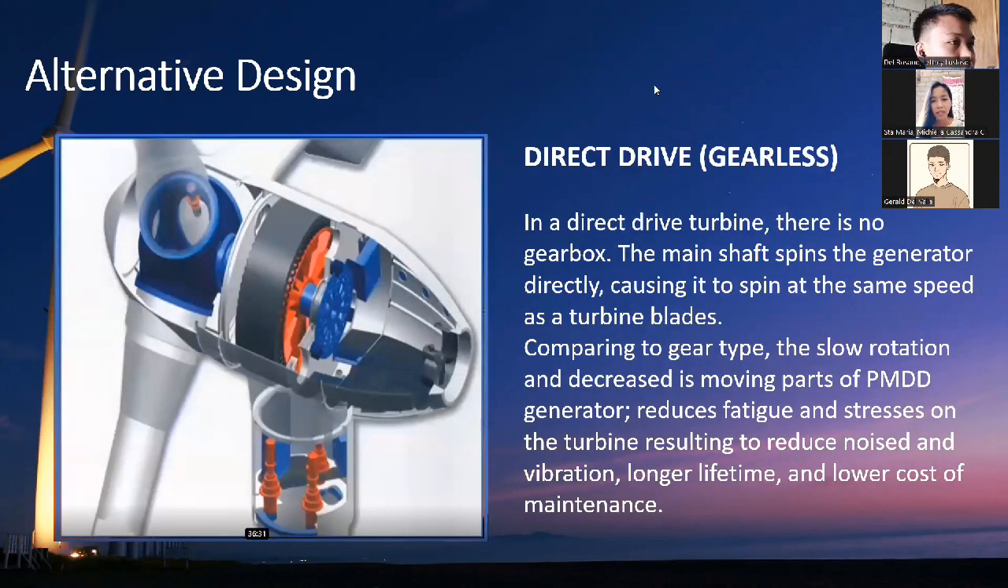Alternative design: direct drive, or gearless. In a direct drive turbine, there is no gearbox. The main shaft spins the generator directly, causing it to spin at the same speed as the turbine blades. Compared to the gear type, the slow rotation means fewer moving parts in the PMDD generator. This reduces fatigue and stress on the turbine, resulting in reduced noise and vibration, longer lifetime, and lower cost of maintenance.